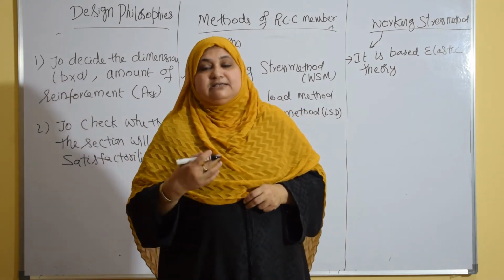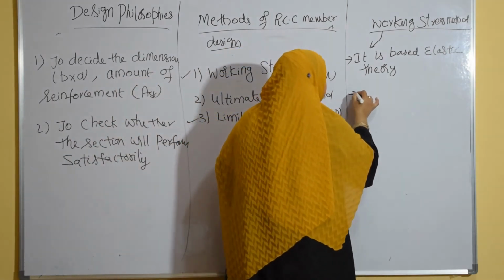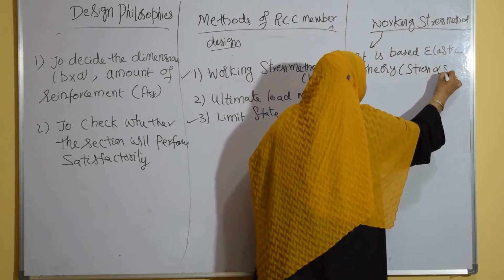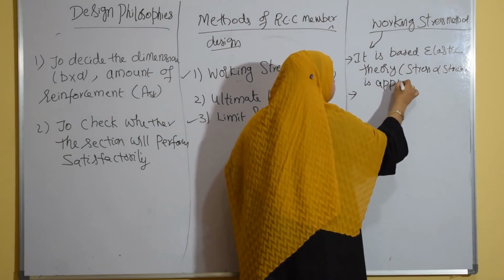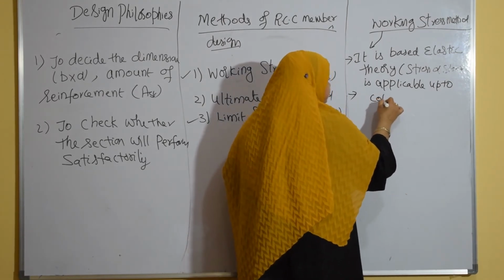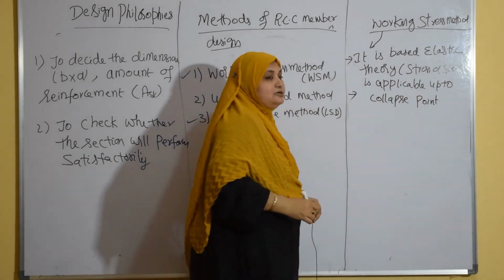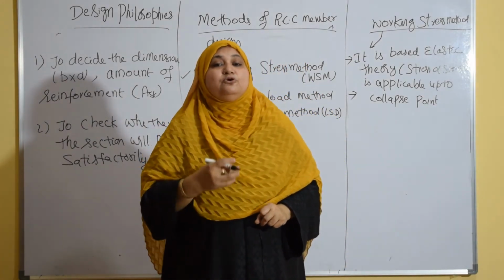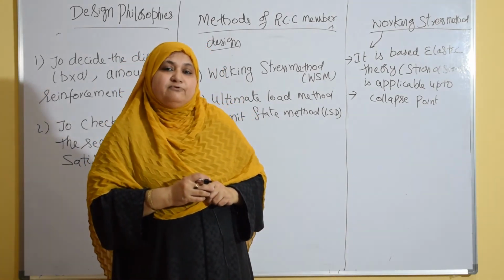Based on this elastic theory, the first assumption is that stress is directly proportional to strain, that is, Hooke's law is applicable up to the collapse point. Up to failure, stress is proportional to strain. What it means is the material is elastic in nature up to ultimate load or failure load. That was the first assumption made in the working stress method.